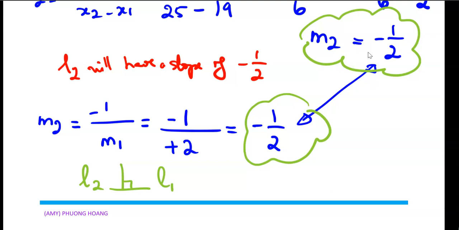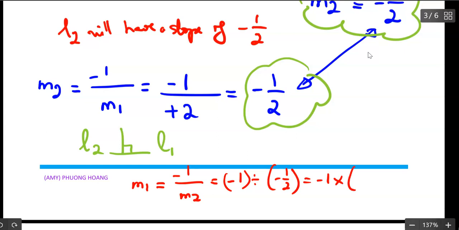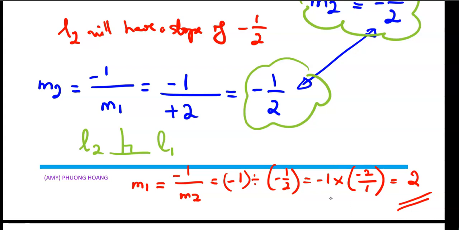Okay, so if you are choosing the other formula to work with, if you are choosing m1 equal to negative 1 divided by m2, then you say negative 1 divided by m2, which you found as negative half. Okay, so negative 1 times negative 2 divided by 1. So in this case, what do you see? Negative times negative will make it a positive, and this is actually equal to 2. Okay, so it's true. Whatever formula you use to prove it, it turned out to be L1 perpendicular to L2 or L2 perpendicular to L1. It's the same thing.